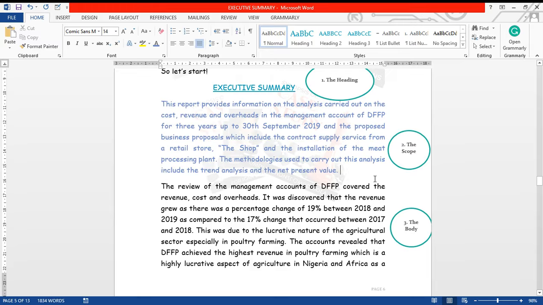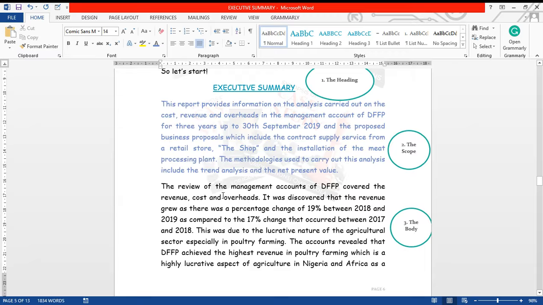For 3 years up to 30th September 2019. We also asked, requirement two, to check the contract supply and the installation of meat processing plants. So let's continue: for 3 years up to 30th September 2019, and the proposed business proposals, which include the contract supply from a retail storage shop and the installation of the business of meat processing plant. So this is the objective. And the objective, like I said earlier, should be your examiner's requirement. So that's the examiner's requirement.